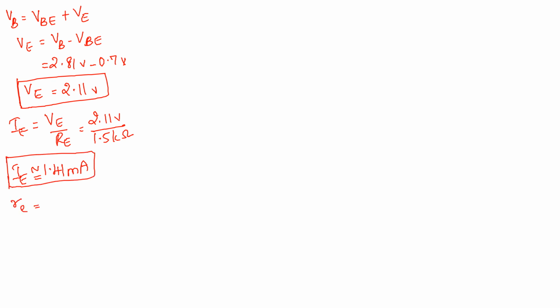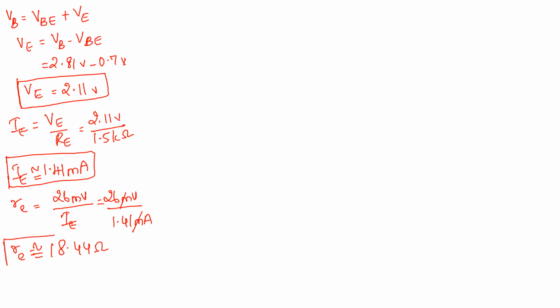Now you can come to the point. So re is equal to 26 millivolt divided by IE, which is equal to 26 millivolt divided by 1.41 milliampere. So milli will get cancelled. re will be approximately equal to 18.44 ohm. Okay, so you have got now the first part. So A part is done.